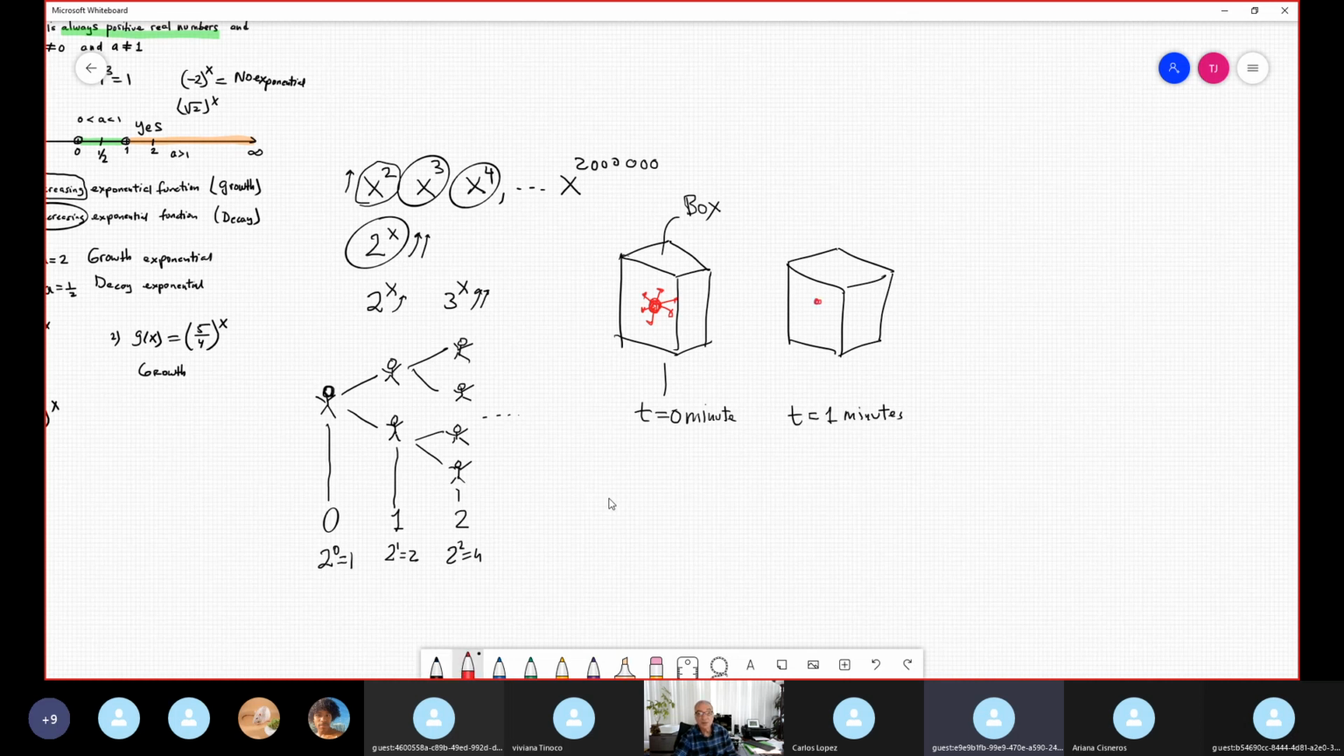Do you understand this or no? The number of the virus is 2. Of course, it's not true. The virus propagates too fast, but this is a mathematical example, no? So this is 1 coronavirus, this is 2 coronavirus. What do you think about 2 minutes? How many coronavirus do we have in the box in 2 minutes?